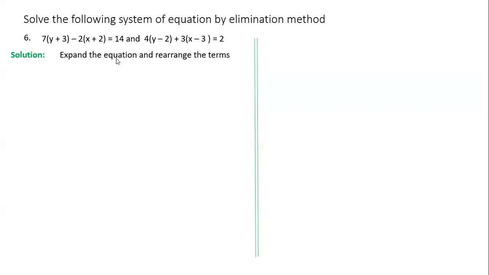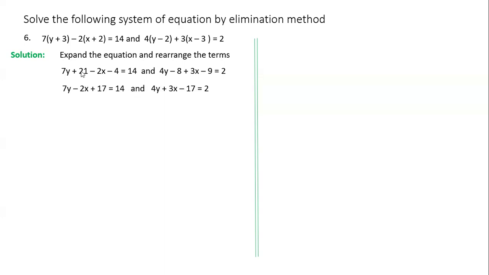First, expand the equation and rearrange the terms. This you need not write, but just 7y plus 21 minus 2x minus 4 is equal to 14. And this will be 4y minus 8 plus 3x minus 9 is equal to 2. Now you see here 7y minus 2x.